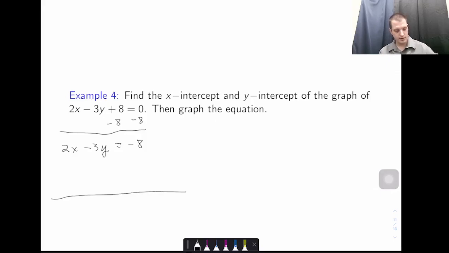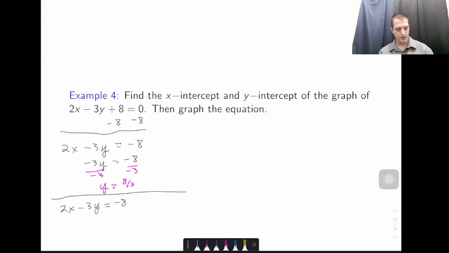So now what I'm going to do is take two things here. I'm going to first rewrite it. Second, I'm going to plug in 0 for the x. Because it becomes 0, I'm just not going to write the x. So I'm going to get, ideally, 2 times 0, which just leaves me with a negative 3y equals negative 8. Now I can divide both sides by negative 3 and get y equals a positive 8/3. Sad panda.